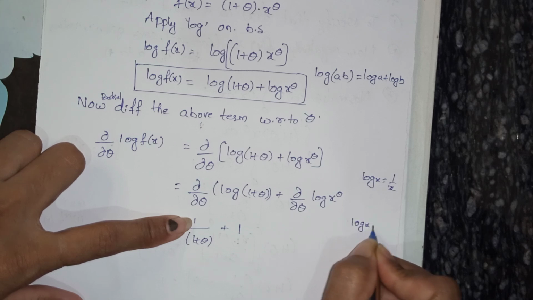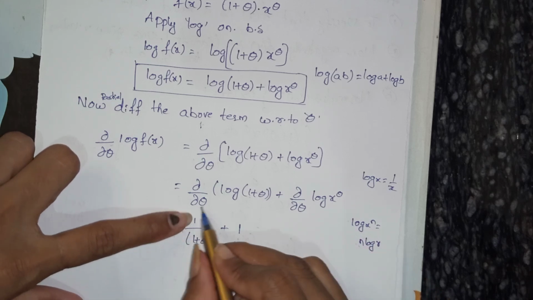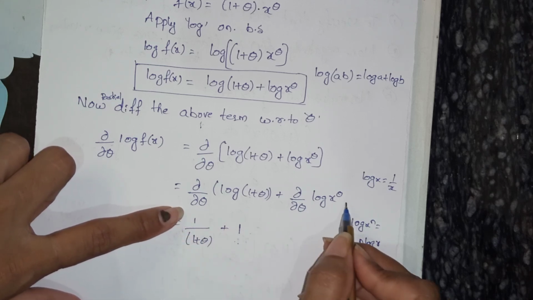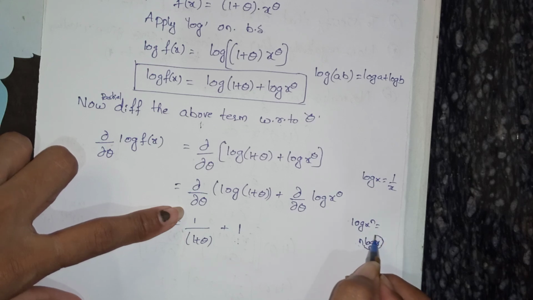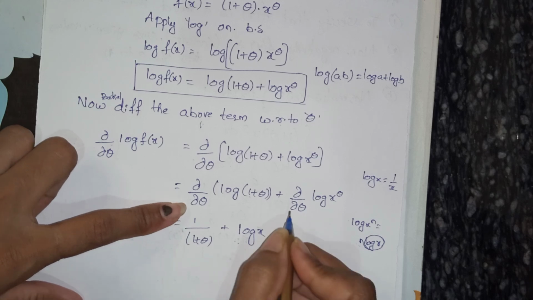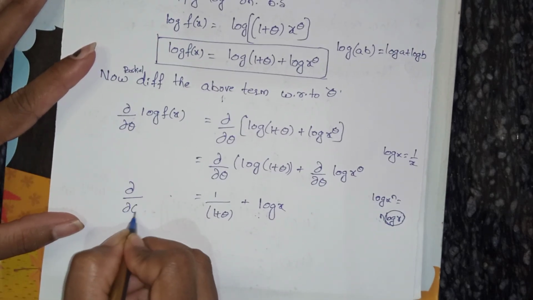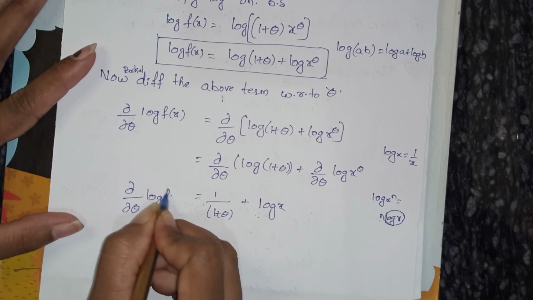Log x power n is nothing but n log x, we can write, no? So theta value here, we are differentiating with respect to theta now, so it becomes 1. The final value will be log x only. Okay, log x. So this is the value of dou by dou theta into log of f of x.